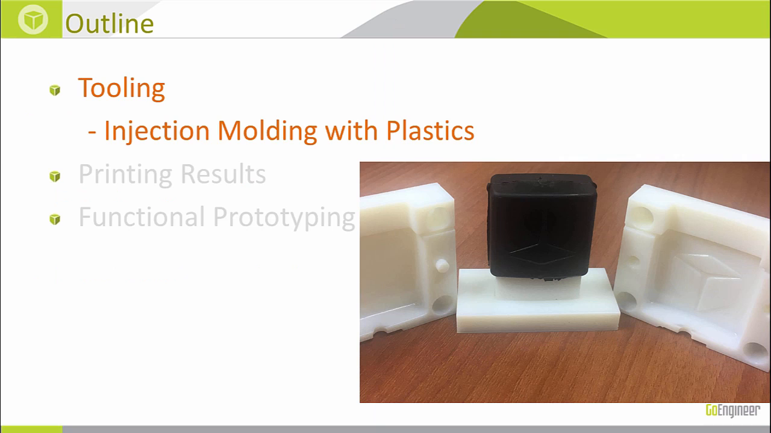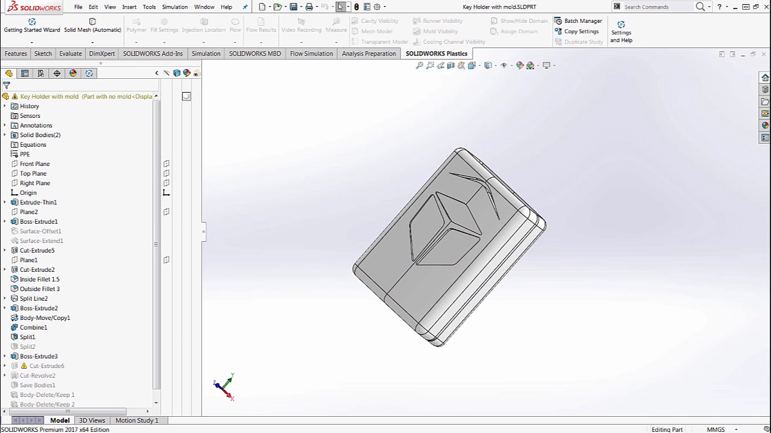In terms of tooling, we're going to look at an injection molding case study. We're going to use plastics with this. So here's an example that I did here in the Dallas office. Quickly switching to SolidWorks itself. Here's a key fob holder that the basic design intent was to have a key just fit inside of it and stick in the dash of a car with a Velcro on the back. So I created a nice simple design with the GoEngineer logo on it and did a plastics analysis on this.